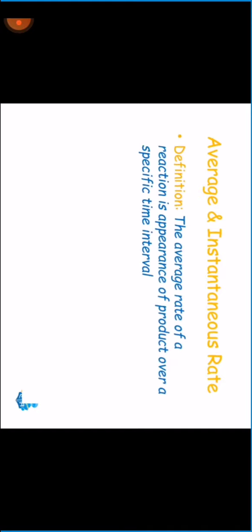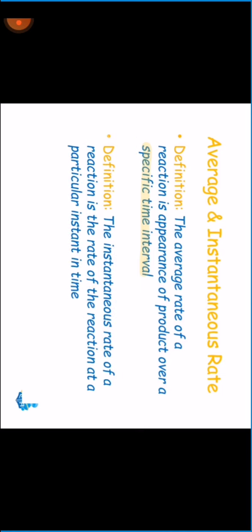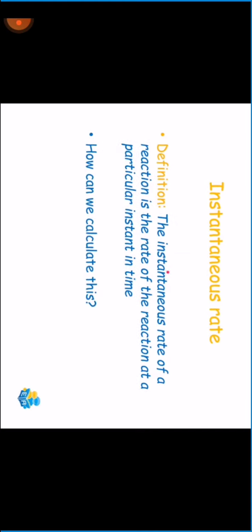So this brings me to my two definitions that I need to know for this video, the average rate and the instantaneous rate. The average rate of reaction is the appearance of a product over a specific time interval. So time interval is the key part there. The instantaneous rate of a reaction is the rate of the reaction at a particular instant in time. So that is the key difference. The average rate is a specific time interval, but instantaneous rate is at an instant or a specific moment in time.